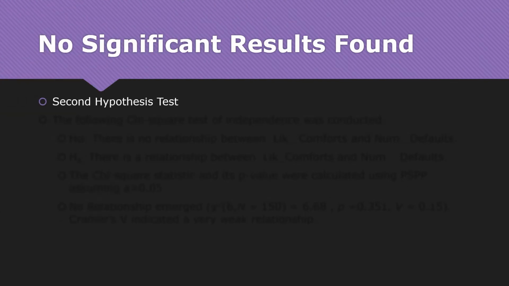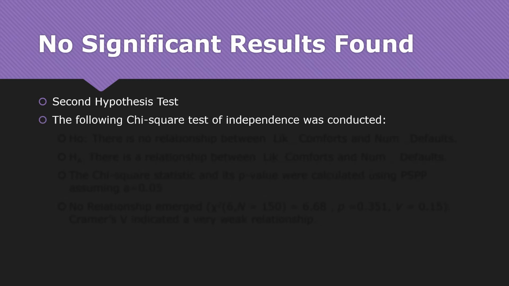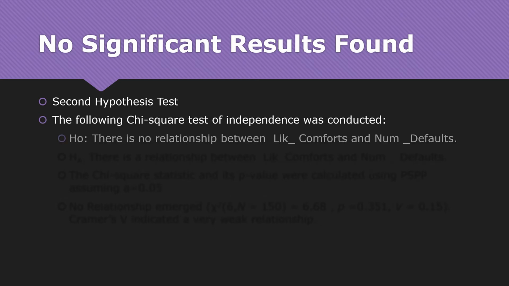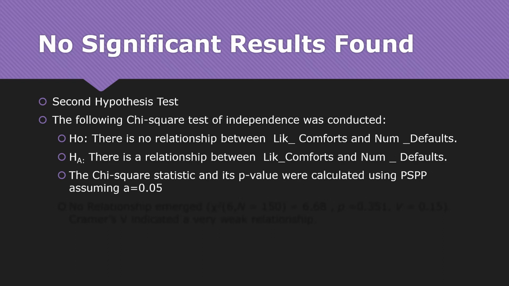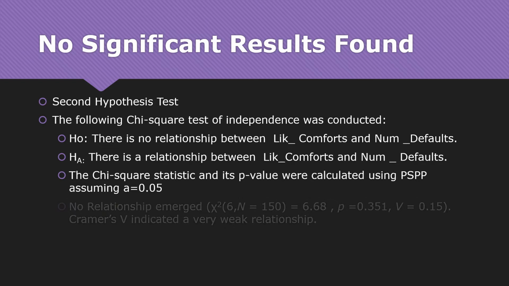Second hypothesis test. The following chi-square test of independence was conducted. The null hypothesis states there is no relationship between Likert comforts and the number of defaults. The alternative hypothesis states there is a relationship between Likert comforts and the number of defaults. The chi-square statistic and its p-value were calculated using PSPP, assuming alpha equals 0.05.